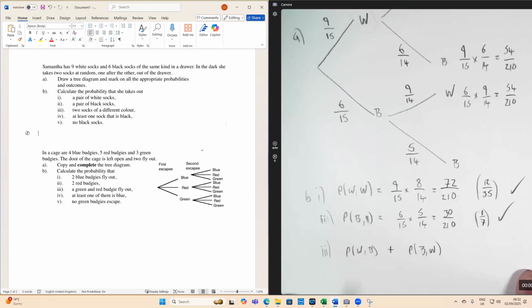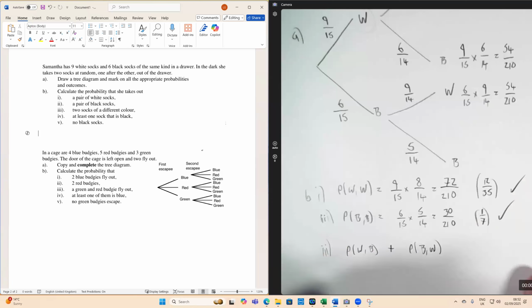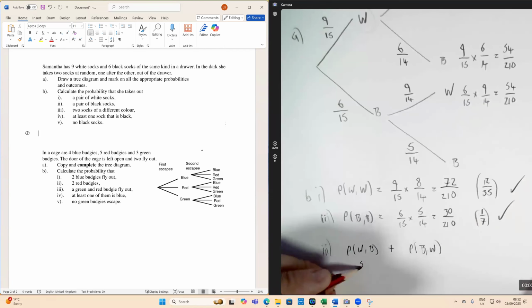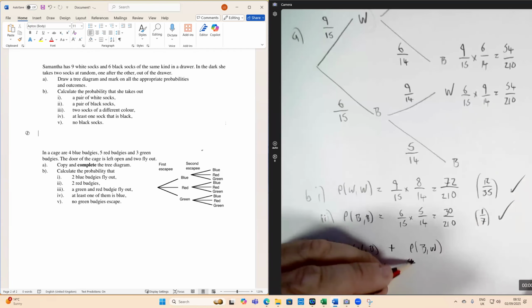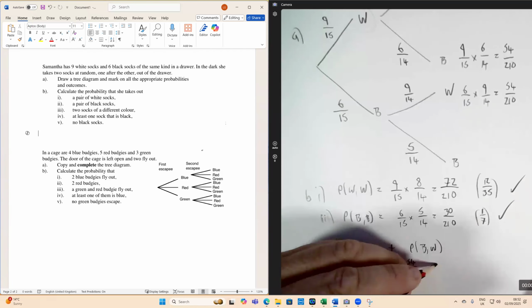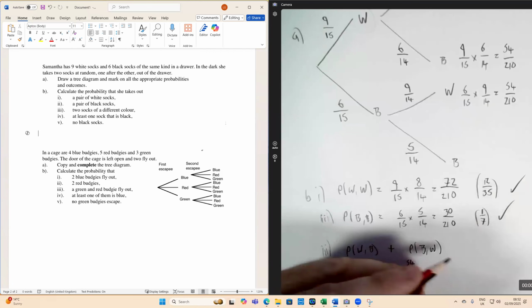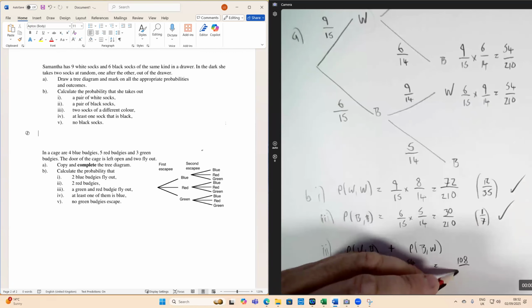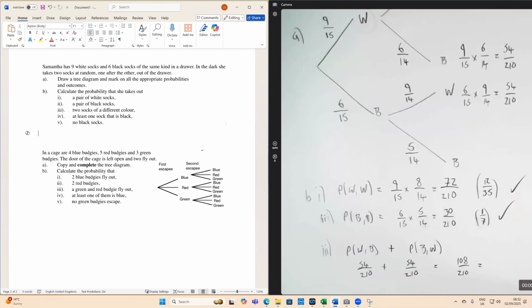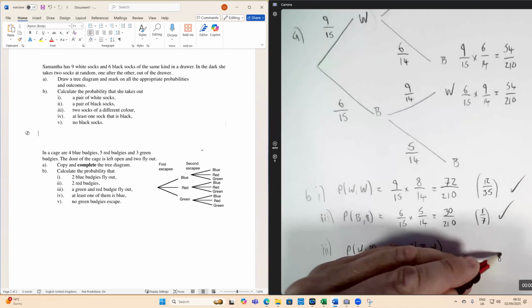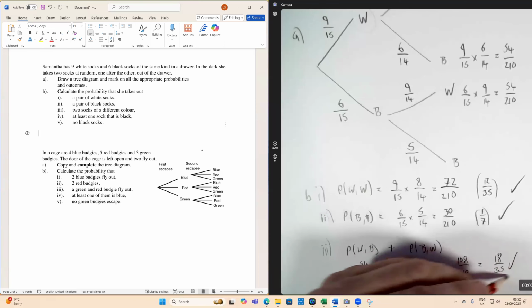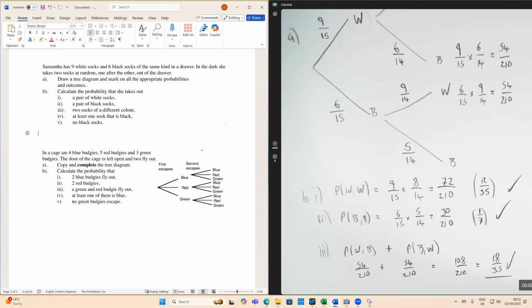So now the probability of white and black or black and white is going to be 54 over 210 plus 54 over 210, which is going to be 108 over 210. Let's simplify that down. 108 divided by 210 is 18 over 35 when it's simplified, which is our correct answer. So that's our probability of 2 socks of a different color.